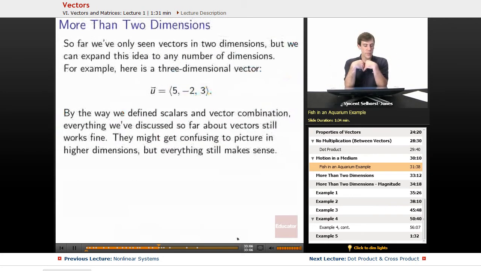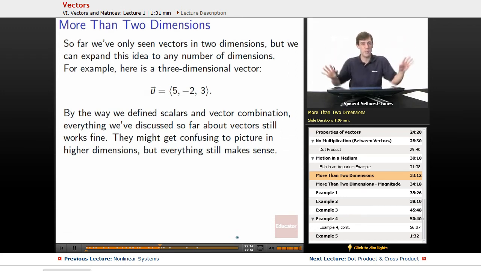All right. We can also talk about more than two dimensions. At this point, we've only seen vectors in 2 dimensions, but we can expand this idea to any number of dimensions we want. For example, a 3-dimensional vector could be (5, -2, -3). No problem, we just keep putting in more components. By the way we define scalars and vector combination, everything we've discussed so far about vectors still works just fine. They might get a little confusing to picture in our head in higher dimensions, but everything still makes sense. It's hard to picture higher than 3 dimensions because we're used to living in a 3-dimensional world, but it still makes sense in terms of the algebra of what's going on, and that's great.